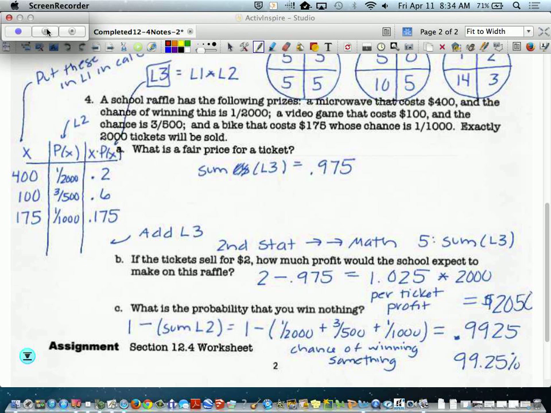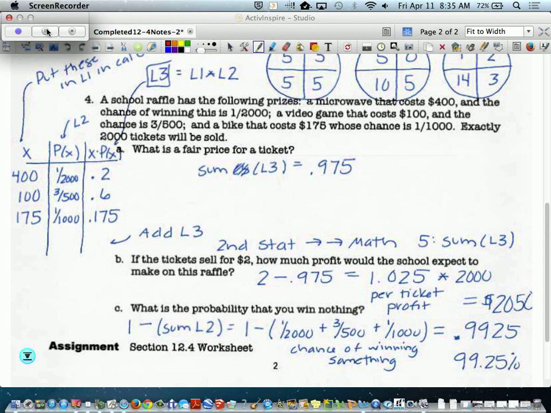Now, some of you, if you want, can get real fancy with your calculator, and you can put stuff in L1 and L2, and then make the calculator do the work. There are very few calculations that you're making, so I think it's just as easy to say, all right, my values in this problem are $400, $100, $175. So the microwave supposedly is a $400 microwave. The probability of winning that is 1 in 2,000, and I get a 0.2.